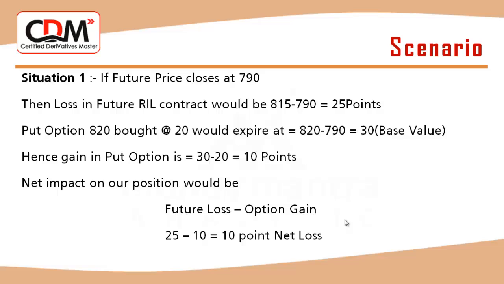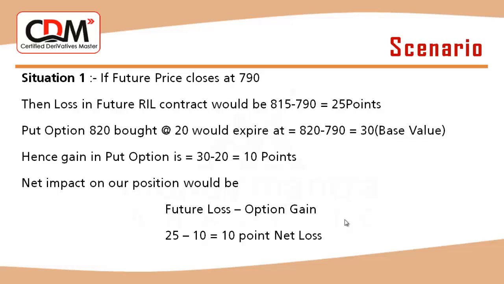And for the put option he bought at 820, if Reliance expires at 790, then 30 would be its base value, since 820 is the strike price and 790 is the closing price. So the net gain in the put option is 30 minus 20, that is equal to 10 points. So 30 points is the base value which the trader will eventually get at the time of expiry. So the net impact on the position would be future loss minus option gain. So 10 points would be the net loss.